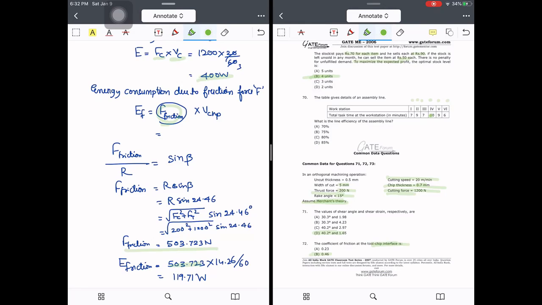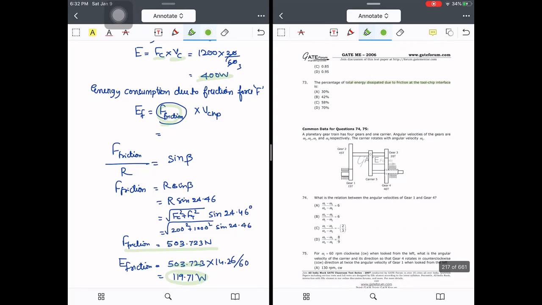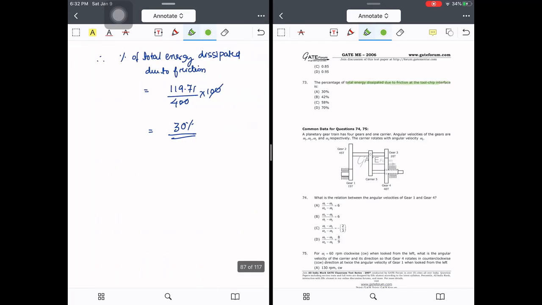So from here we calculate the force of friction, and the energy that is required for the friction is the force of friction into the shear velocity. Since we are calculating everything in terms of watts, we will convert this meter per minute into meter per second, that is, we will divide it by 60. So we got the energy of the friction as 119.71 watt.